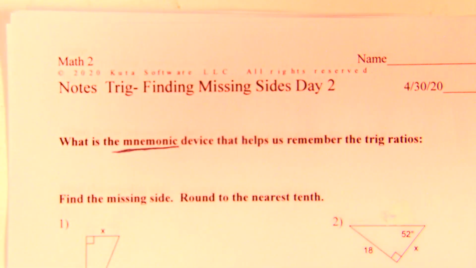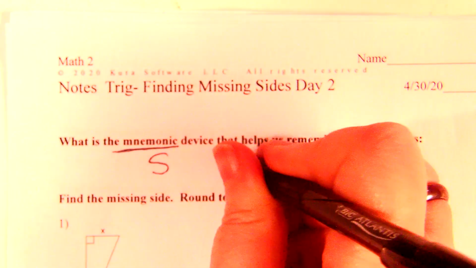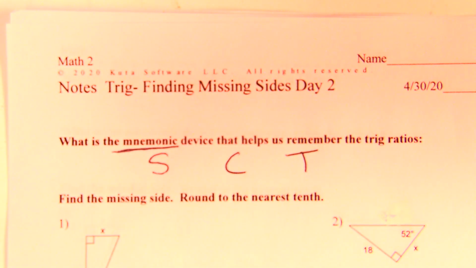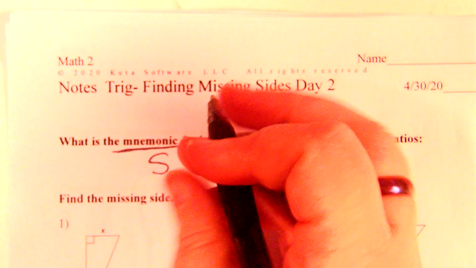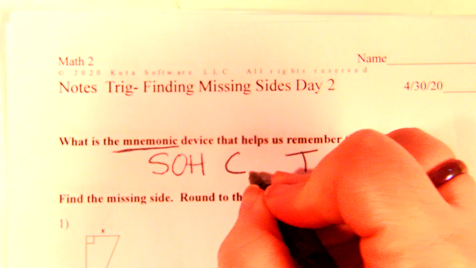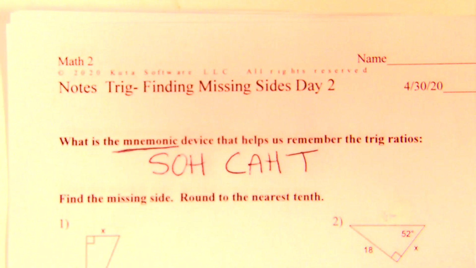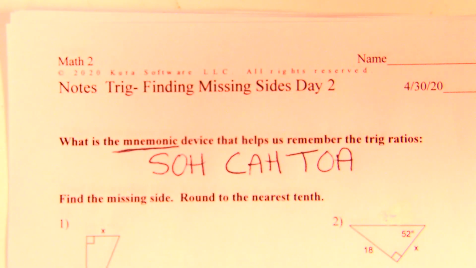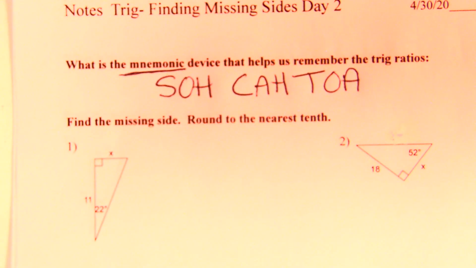Does anybody remember what the 9 letters are that help us remember sine, cosine, and tangent? What's the mnemonic device? It's something that helps us remember things. So, which one's sine? And then what's cosine? SOH CAH TOA. So, SOH CAH TOA. That's what we use to remember it.